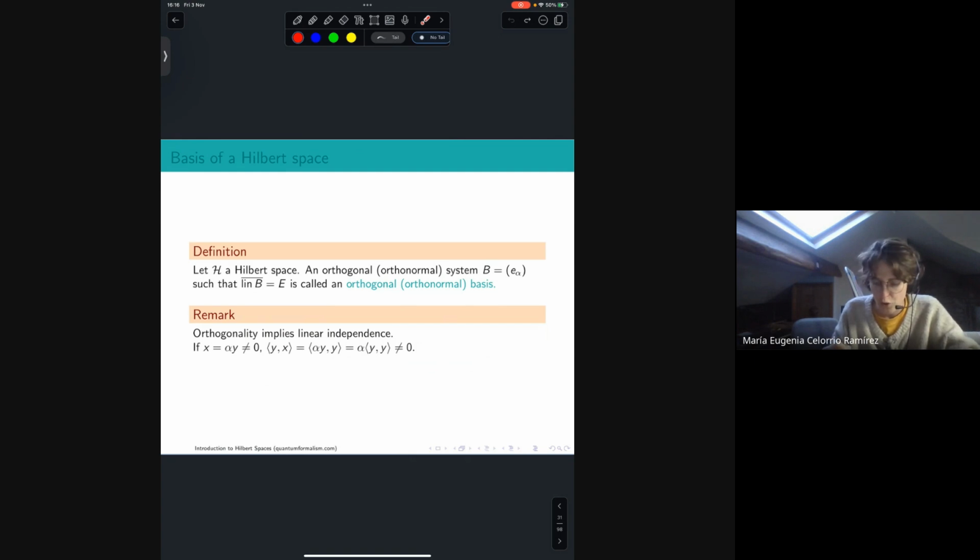So orthogonality implies linear independence. The way we have proven it is to see that linear dependence implies non-orthogonality. They are equivalent statements.